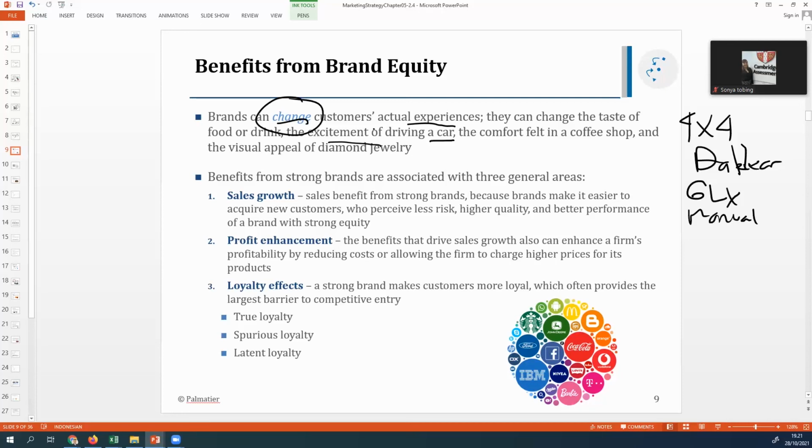Benefits from strong brands are associated with three general areas. First is sales growth. From a strong brand, there will be strong sales. From a strong brand, there will be better profit, bottom line. And with a strong brand, there will be better loyalty effects. Right.